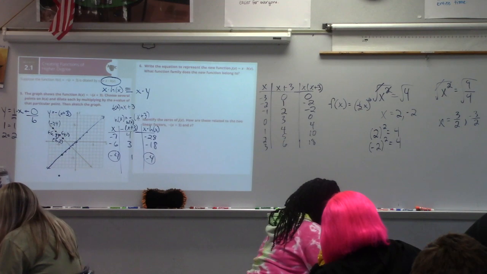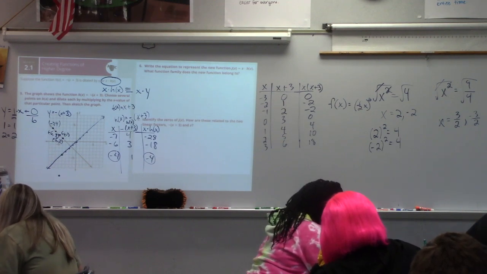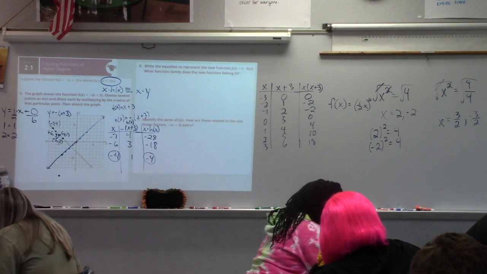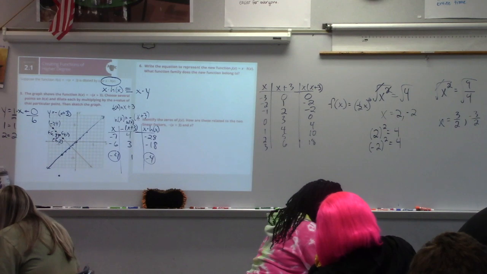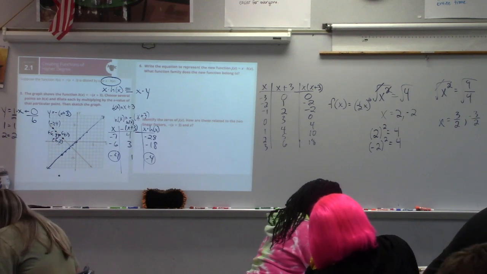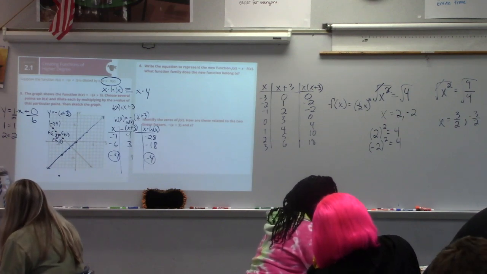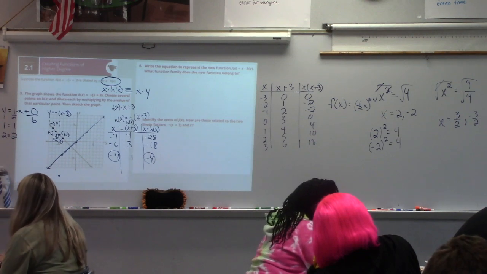What's the y value? 0. Right, that's where the 0 came in. So the x was negative 3. Literally, look at your x values. Would it make sense to put a 0 here when you're just adding 1 to every x value? No. Look at your y values.